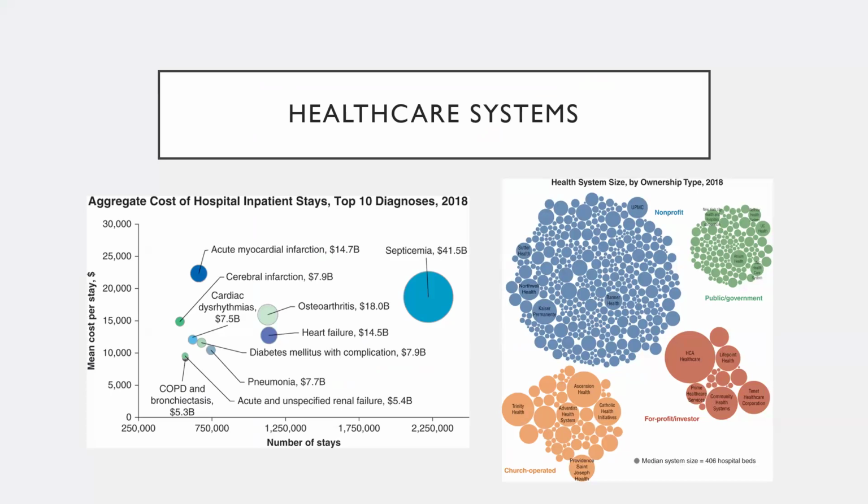So you can see on the left, inpatient stays are the most expensive part of the US healthcare system. And you can see different inpatient diagnoses and how frequently patients are admitted for these things and how much they cost, with septicemia being the largest in the top right. And then you can also see different organizations of our healthcare system through nonprofit, public government, and then for-profit. HCA, everyone knows about HCA, and then church operated as well.